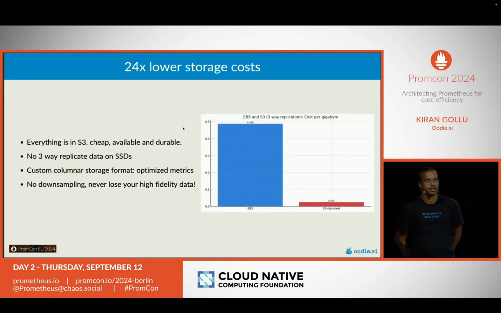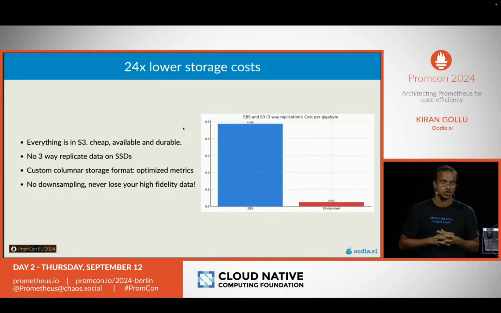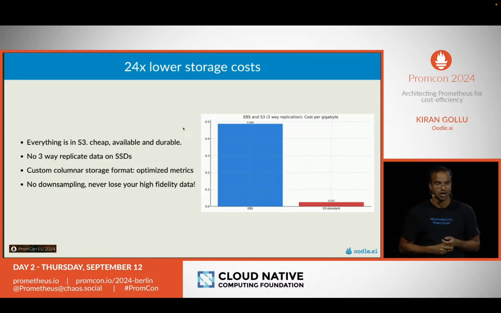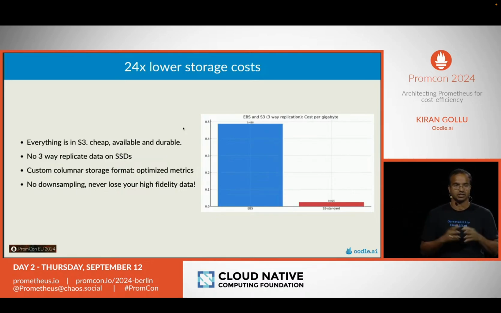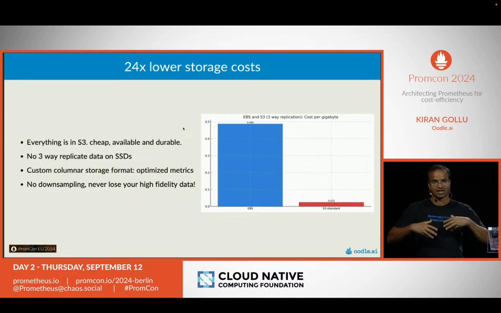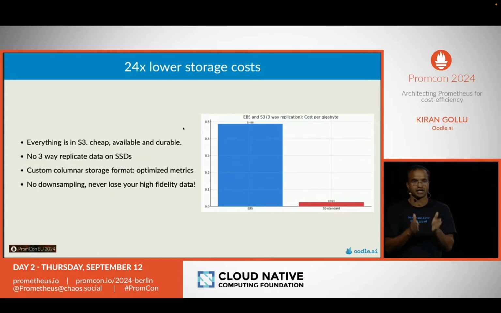On the storage front, what we did was, what if you don't have any SSDs, just store everything in S3 or equivalent object storage? You'll be able to achieve 24x lower storage, assuming a three-way replication. So we were able to achieve downsampling as a side benefit of this. Most observability tools, in fact metrics, they downsample the data. If you want to get to 30-second granularity or 15-second granularity, you lose that.